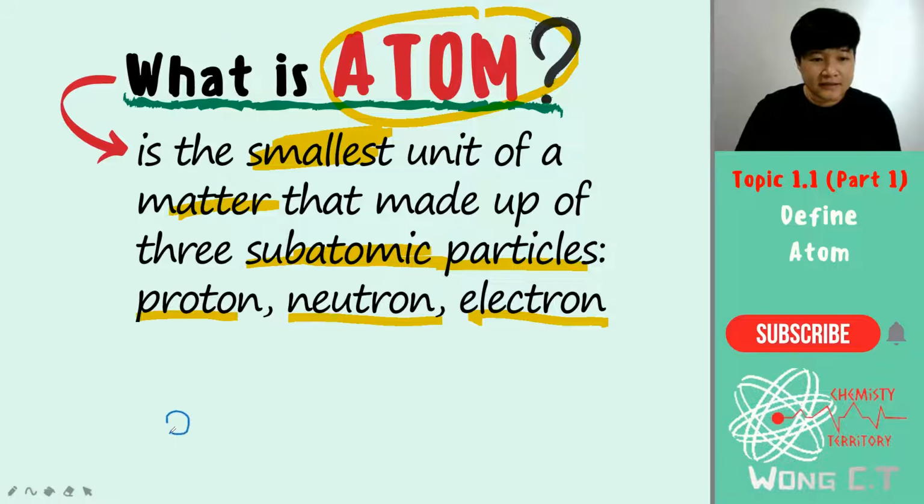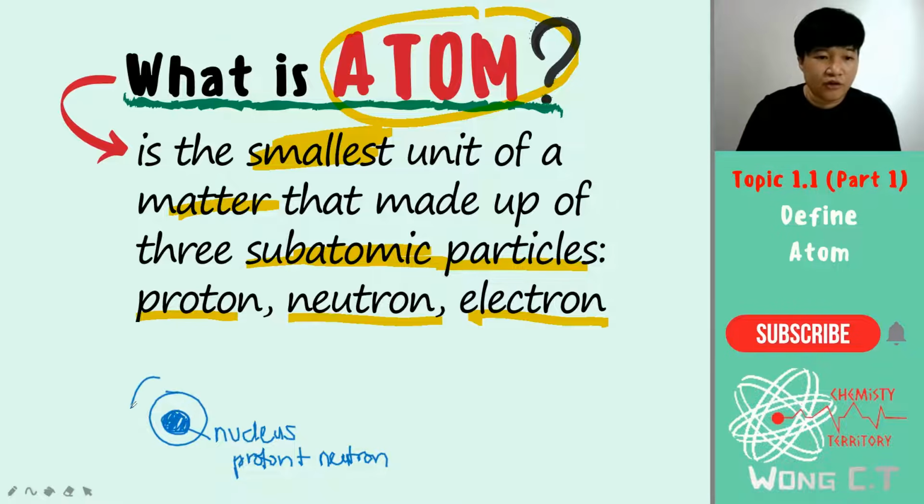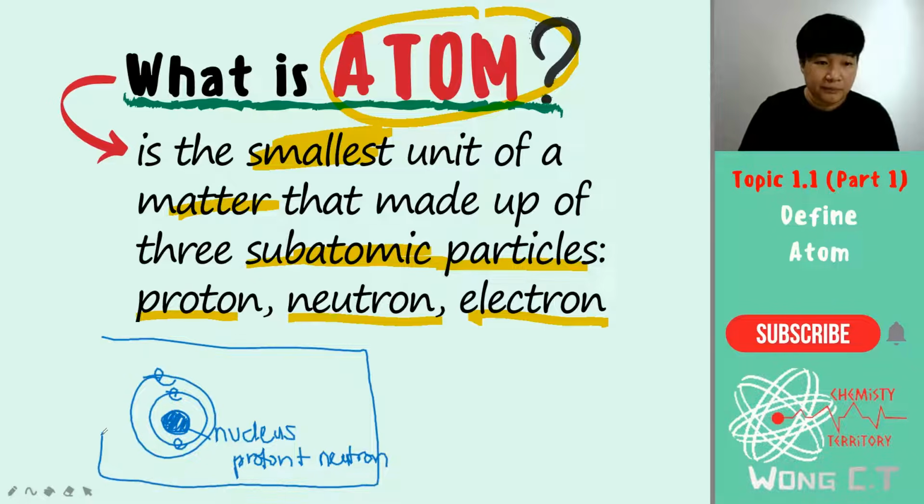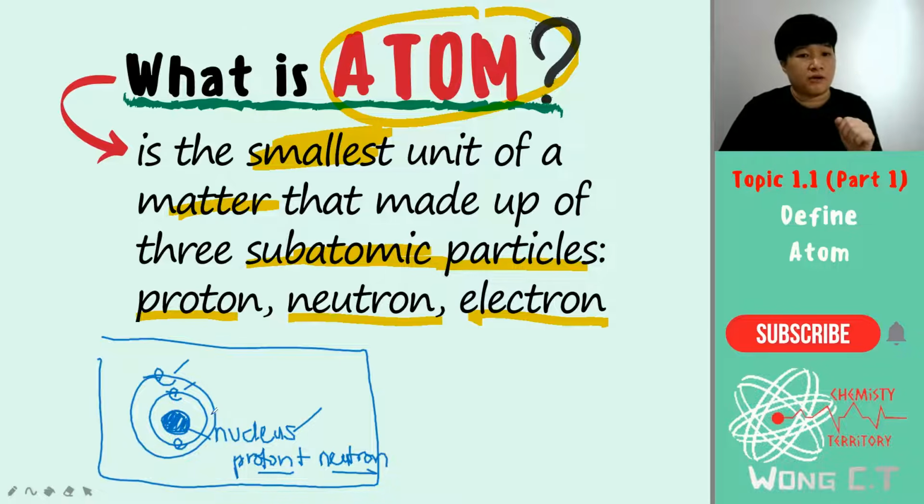It's actually this thing that you draw. If you remember, that is your nucleus. Inside your nucleus is where you have your proton and your neutron. And then around the nucleus, you have your electrons. If you remember, your electrons will be circling around the nucleus. So this is the basic atom. In one atom, you have your proton and neutron in the nucleus, and then around the nucleus, you will have all the electrons circling around it.